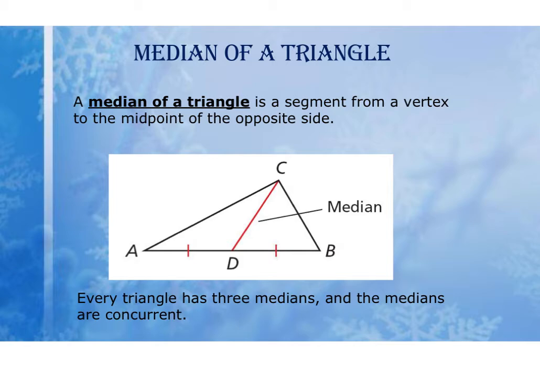So a median of a triangle is a segment from a vertex to the midpoint of the opposite side. So what that means is our bisector or our midpoint is right here. So this is the midpoint on D. And it goes to the vertex on the opposite side. Let's take a point here, and let's call it E.